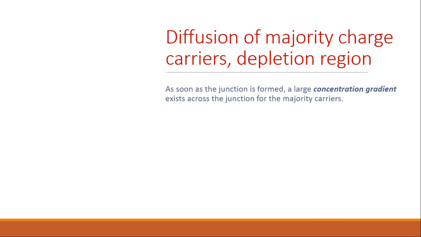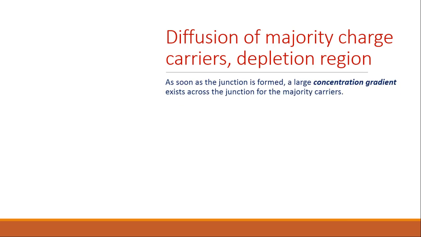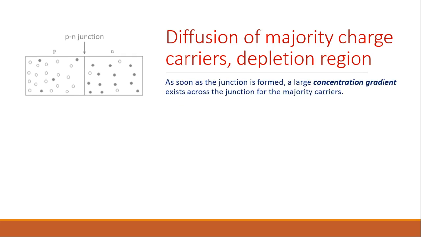In this video we will see the diffusion of majority charge carriers, the formation of the depletion region, and hence of the potential barrier. Now what is the meaning of diffusion of majority charge carriers?